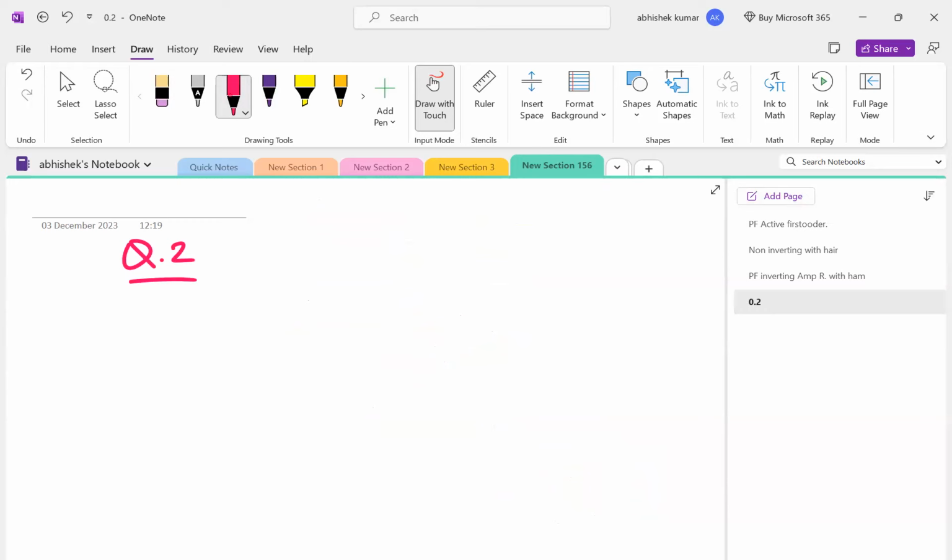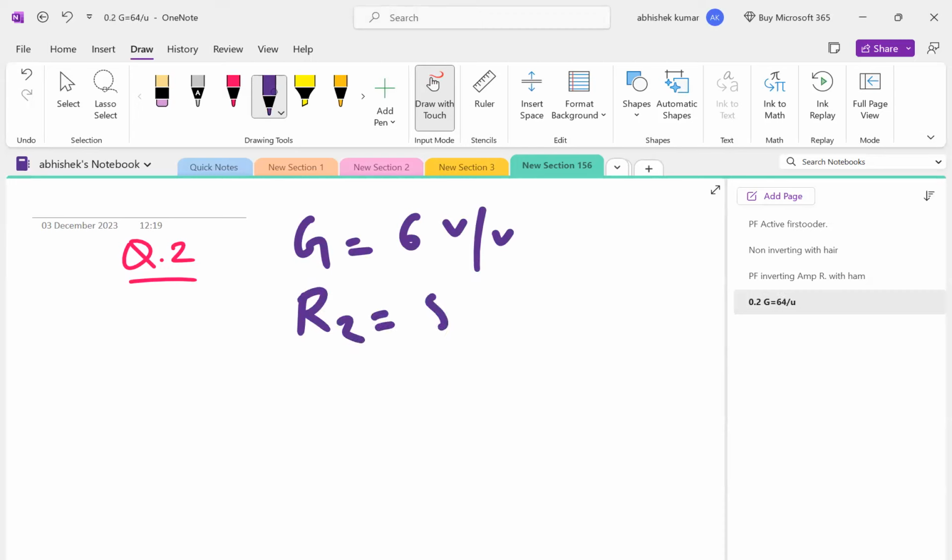Question number 2, what are they saying? In the question, the filter has to have a passband gain of 6 V/V. V by V means that gain is always in voltage by voltage form. The feedback resistor R2 is given as 57K. What is R1?